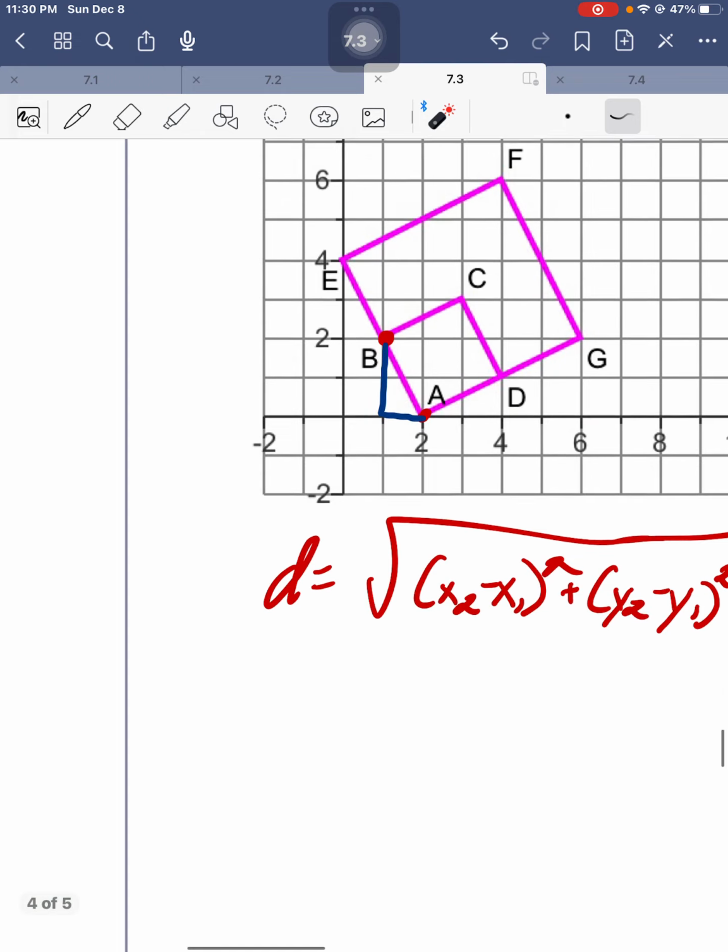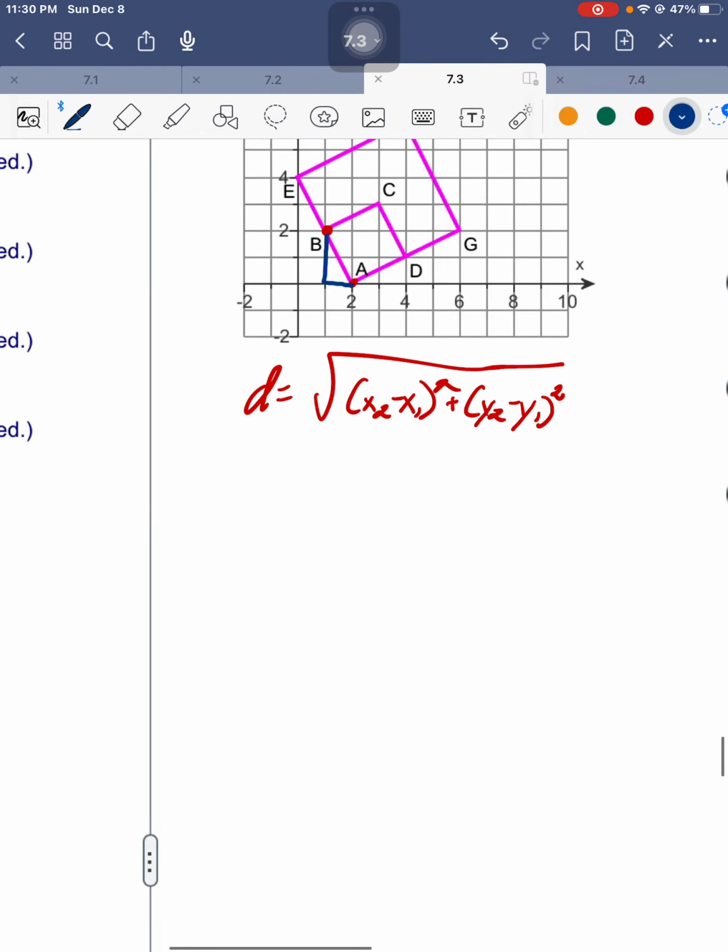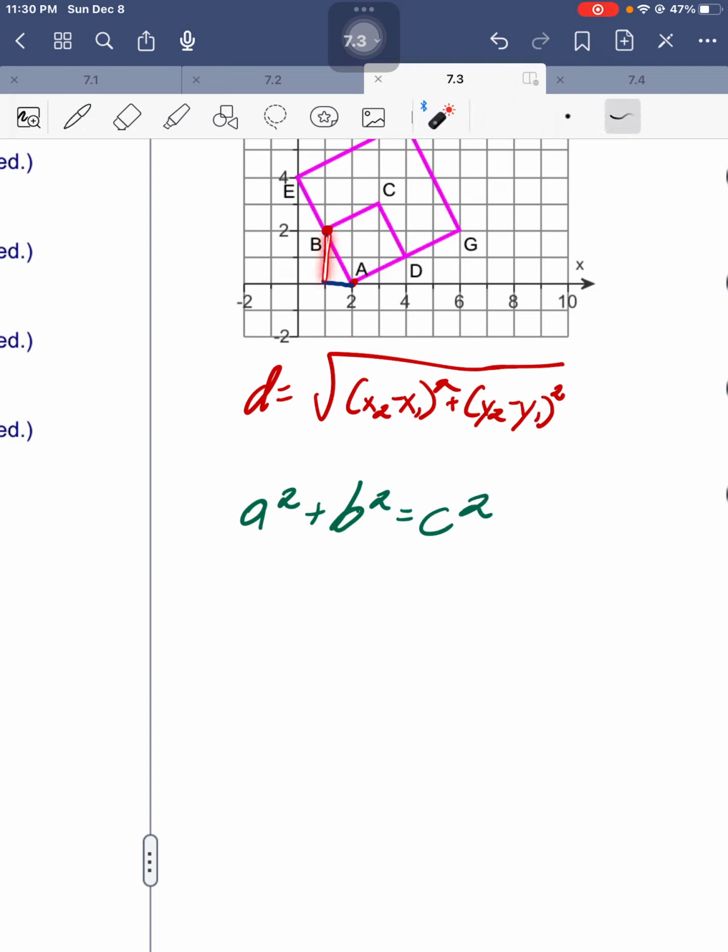So now, what is the formula that we can use to find out any length of a right triangle? It's the most popular theorem in math. It's the Pythagorean theorem. What's the Pythagorean theorem? A squared plus b squared equals c squared. Does it matter which one is my A? This one or this one? Absolutely not, because they're being added. So it doesn't matter which one's A and which one's B.